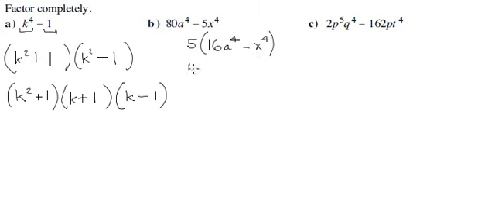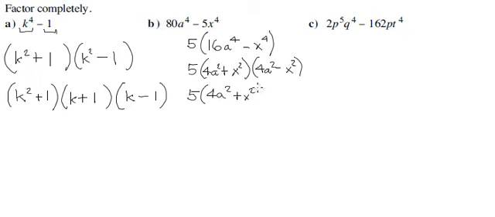This is a difference of squares. It comes apart as, let's see, plus, minus. 16a to the fourth would come from 4a squared. X to the fourth would have come from x squared times x squared. And now they pulled the same trick again. This also is a difference of squares. Those both have nice square roots. So we get 5 times 4a squared plus x squared.